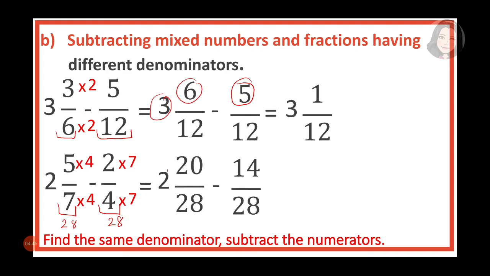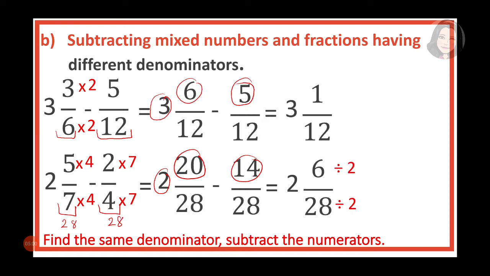Again, write the whole number, then subtract 14 from 20 and write the answer over 28. So this is going to be 2 and 6 over 28. Well, 6 and 28 are both multiples of 2. So I'm going to divide both by 2, and my final answer is going to be 2 and 3 over 14.